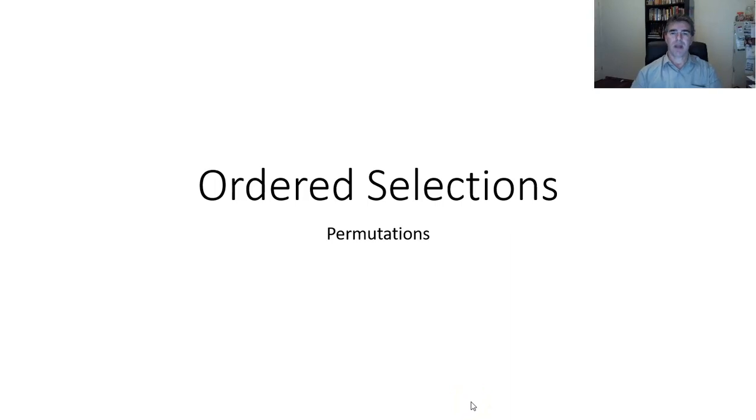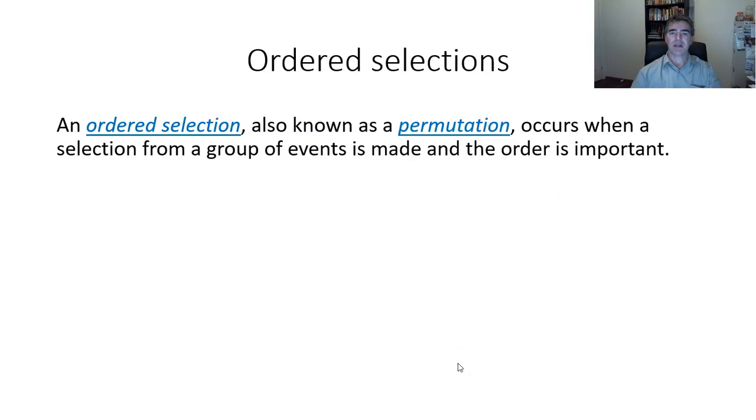In this video, we're going to have a look at how we work out ordered selections. Ordered selections are also known as permutations, and we're going to look at how we can find out how many possibilities there are in those ordered selections. An ordered selection, as I said, is known as a permutation. It occurs when a selection from a group of events is made and the order is important. So we'll look at some examples of what is important.